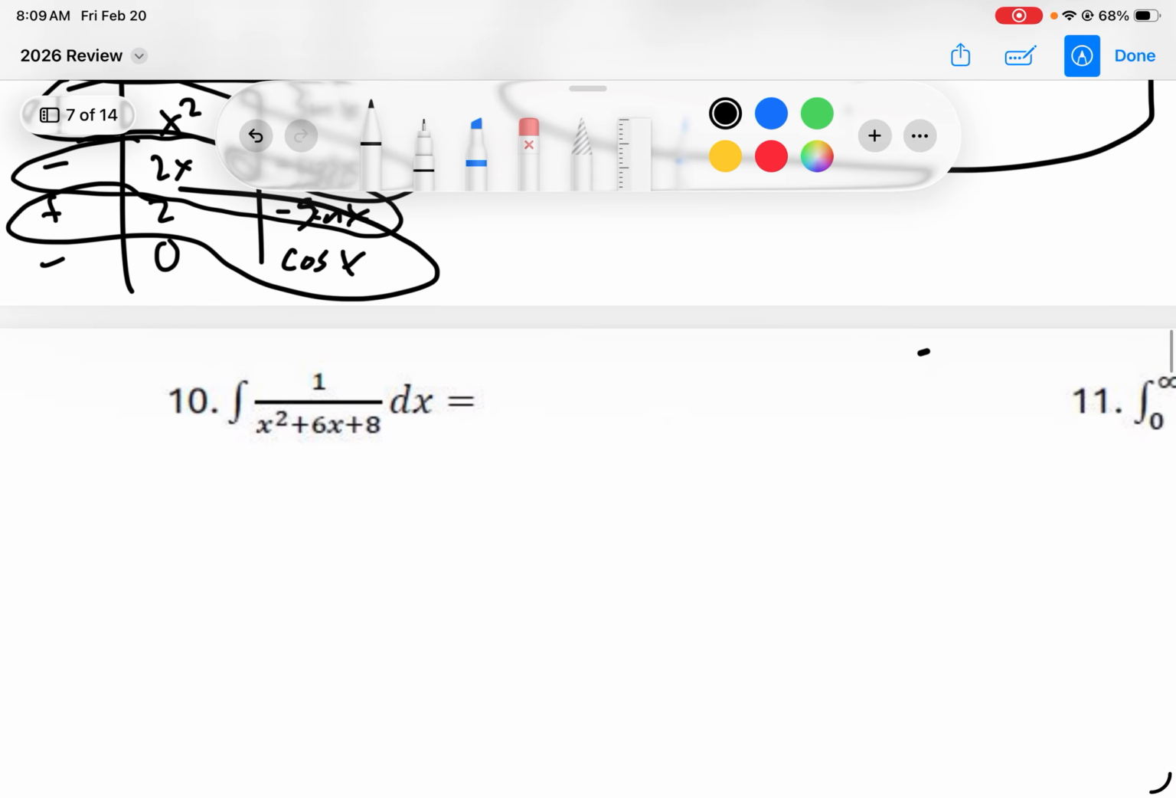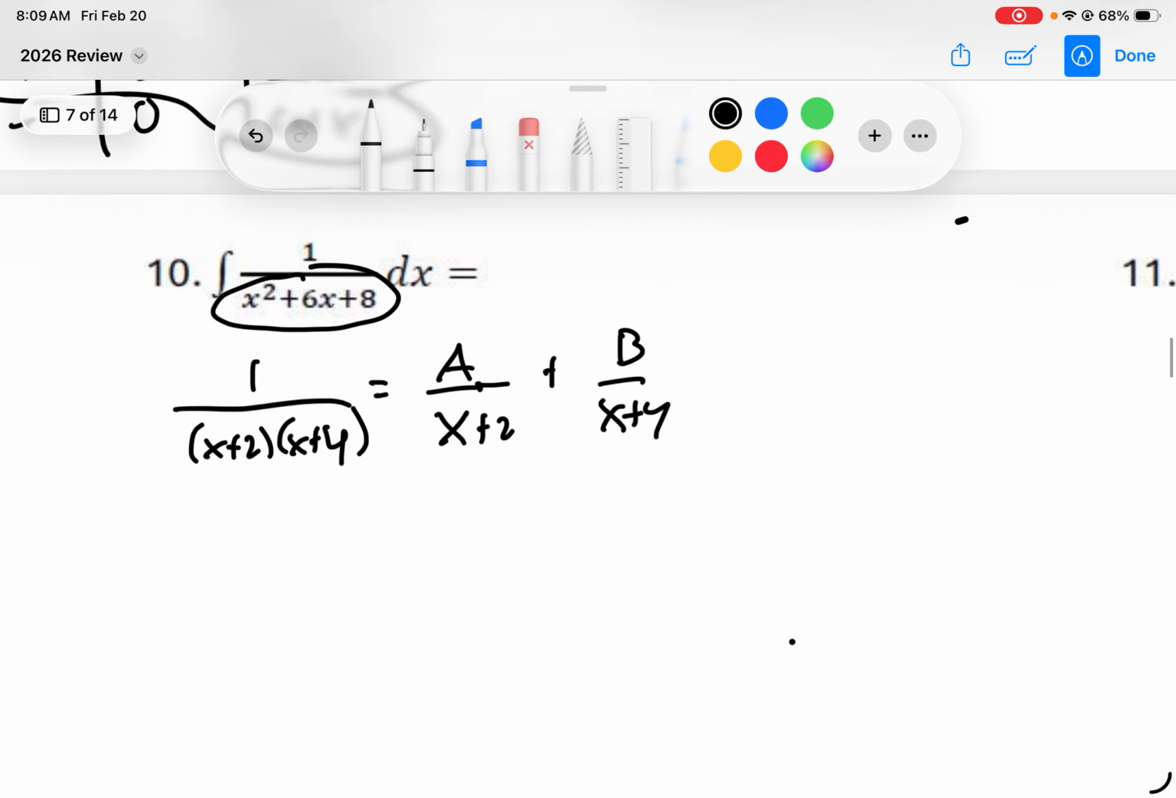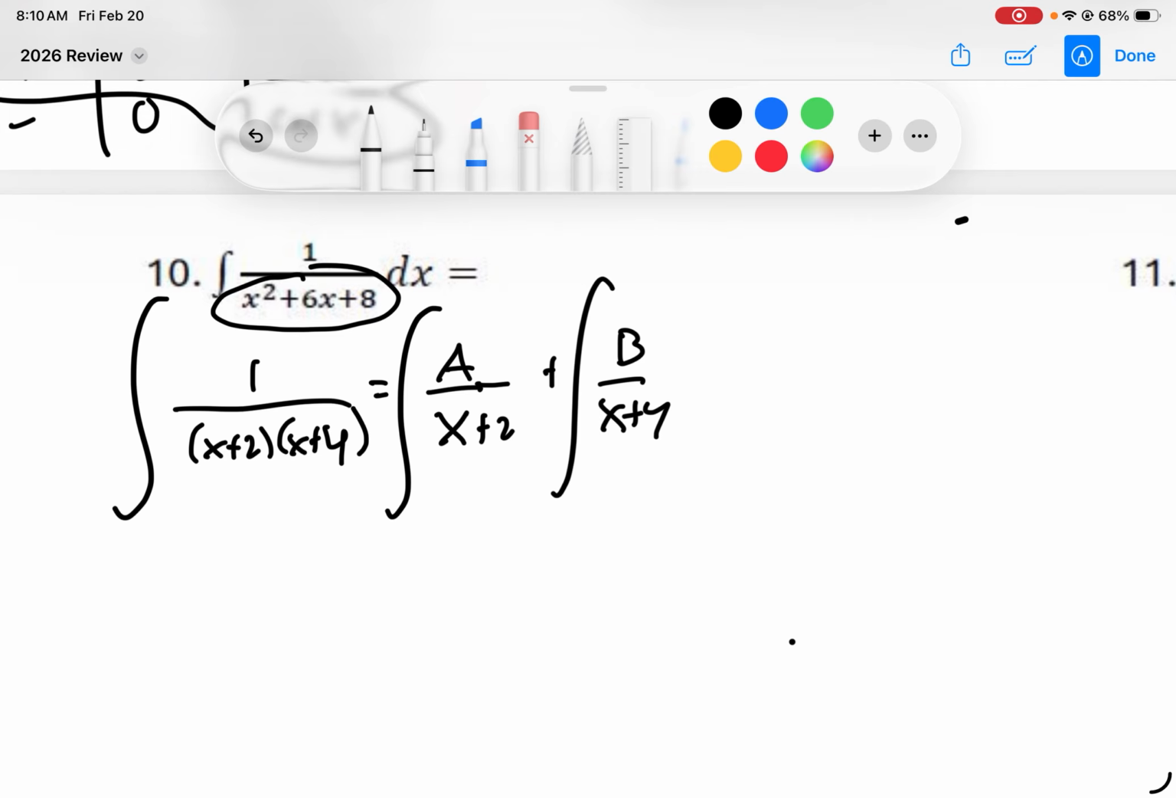All right, now number 10, getting there. Number 10, I'm going to try to factor the bottom, or complete the square to make it a perfect square trinomial. Can I factor that? I think I can factor it. It's 1 over x plus 2, x plus 4. So I'm going to rewrite that fraction as a over x plus 2 plus b over x plus 4. Just rewriting this as two separate fractions, because then I know the integral of that would just be natural logs.